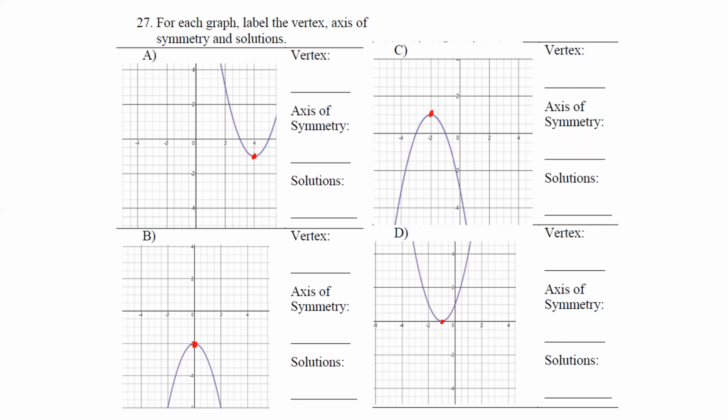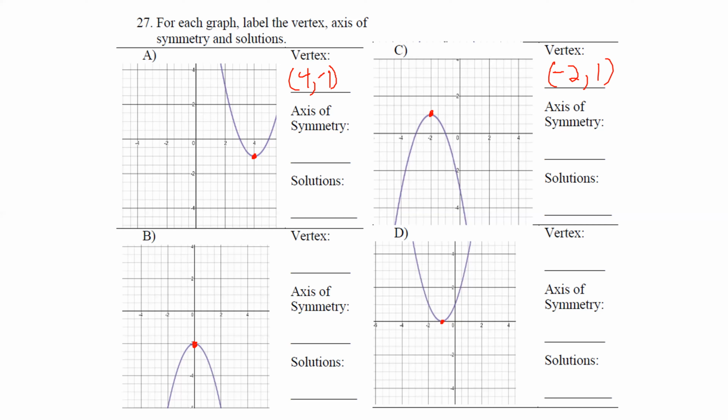On the first one, that is at 4, negative 1. Also make sure you look at what units your graph is in, because you have all these little lines and you have the bigger lines. The bigger lines are marking them off in groups of 2. So whoops, 4, negative 1. I forgot to write my 1. On the second one, that was at negative 2, positive 1.